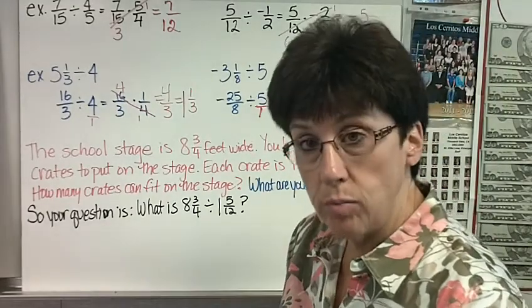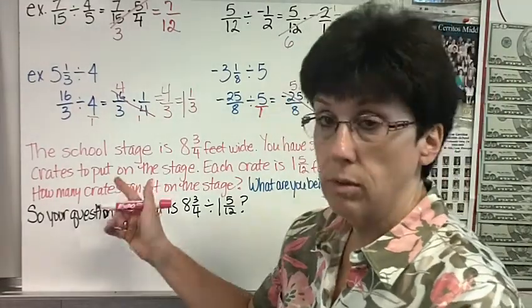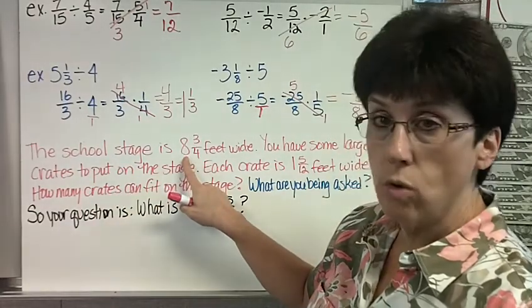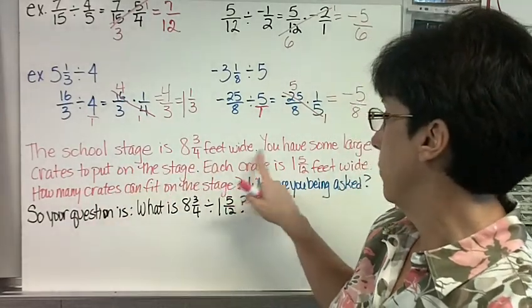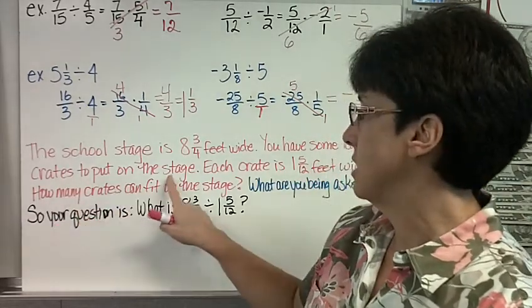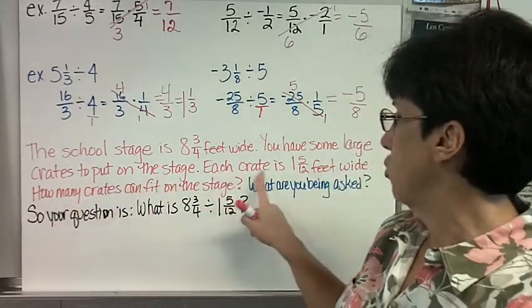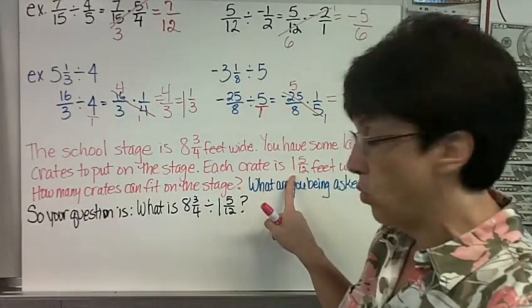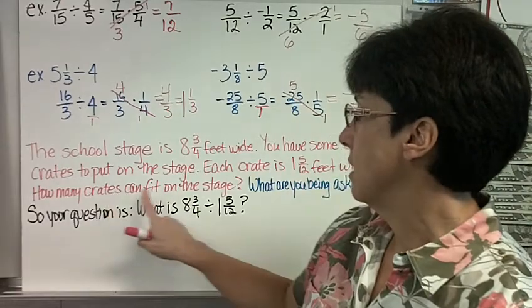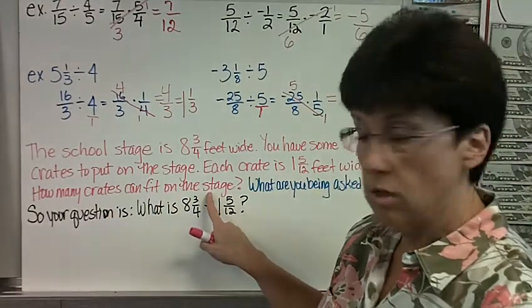Now sometimes you'll have word problems. So here's a word problem. The school stage is 8 3/4 feet wide. You have some large crates to put on the stage. Each crate is 1 5/12 feet wide. How many crates can fit on the stage?